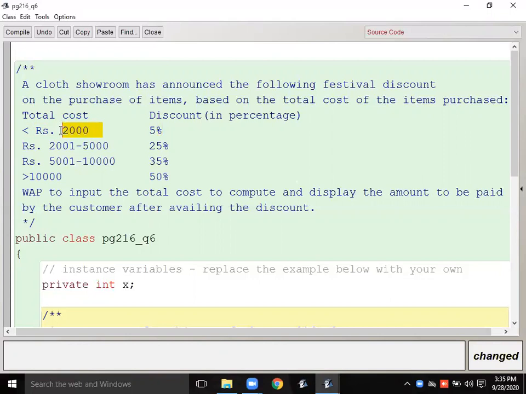Whatever cost the user has input, 5% of it is the discount. Suppose user is inputting 100, then we have to calculate the 5% of the 100. If user is inputting 150, then we have to calculate the discount on the 150, means 5% of the 150, right?